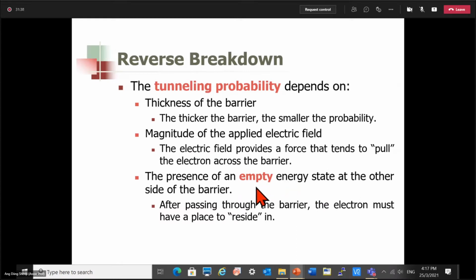Basically, I have mentioned this actually. This statement is equivalent to the Schrödinger equation having a real solution on the other side of the barrier. In other words, the electron must be able to exist on the other side of the barrier. And in order for that to happen, one can say that there must be an energy state available. In other words, there must be a real solution available for the electron wave function to exist on the other side of the barrier. Okay, so these three conditions must be fulfilled before quantum mechanical tunneling can happen.